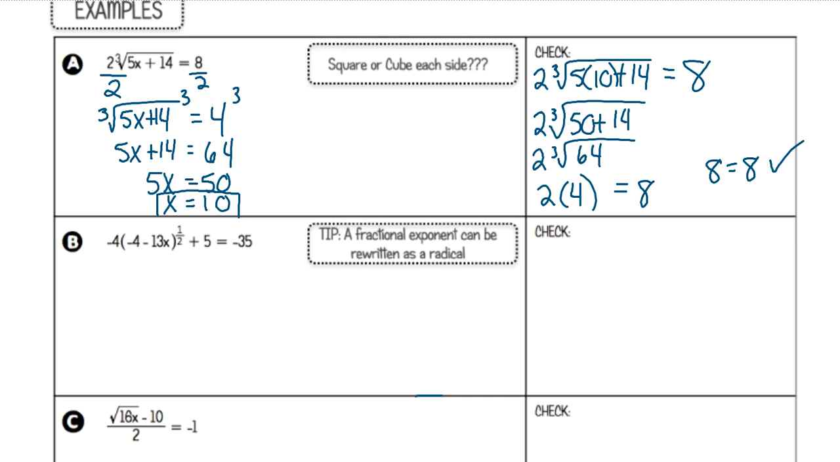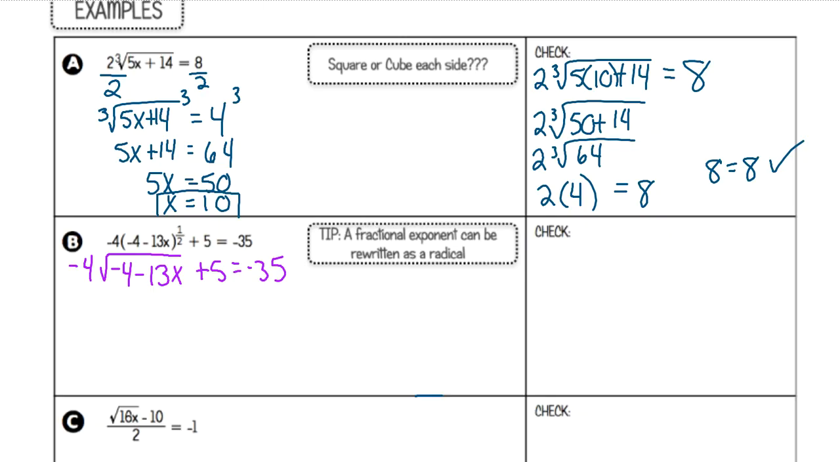So example B here, we have to remember that a fraction exponent is the same as a radical. So remember, in fraction exponents, the numerator is the power and the denominator is the type of radical you're taking. So I'm going to rewrite this instead of to the 1/2 power as the square root of negative 4 minus 13x. So I can see now that it is a radical equation that I'm going to solve. So I'm going to eliminate some key things here.